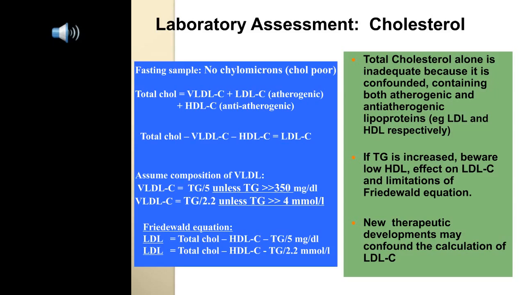A reciprocal relationship: high triglyceride tends to be associated with low HDL, and as we'll see in later slides, there are implications for the composition of LDL particles themselves, which may not be so well captured by the result of the calculation, the LDL cholesterol itself. And finally, and I'll illustrate this in the next slide, there are some new therapeutic developments occurring which may confound this Friedewald calculation of LDL cholesterol.